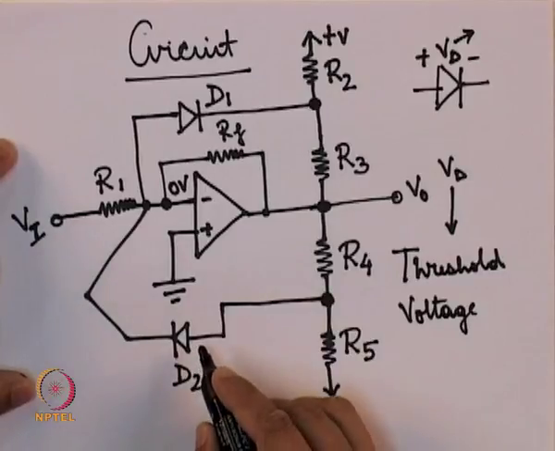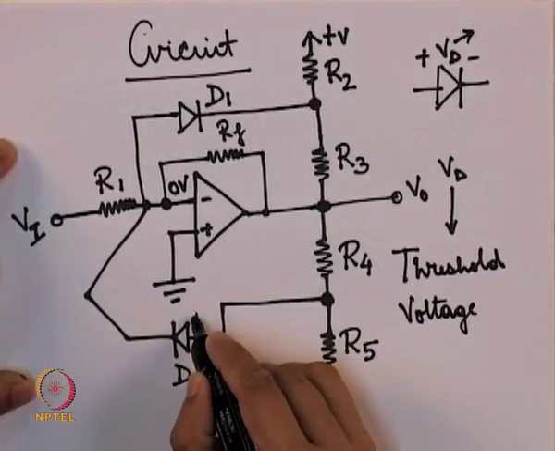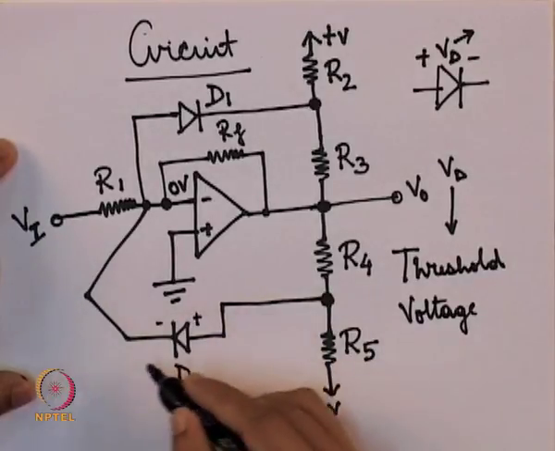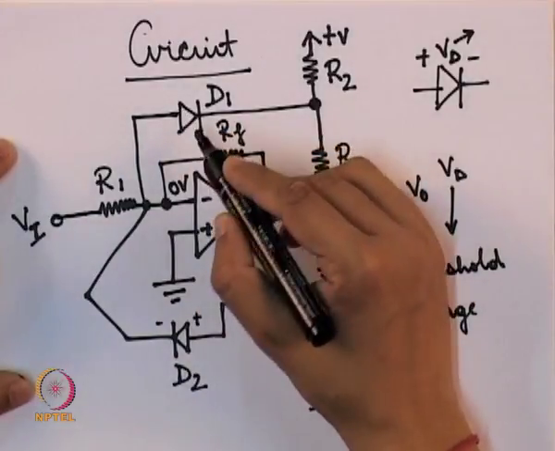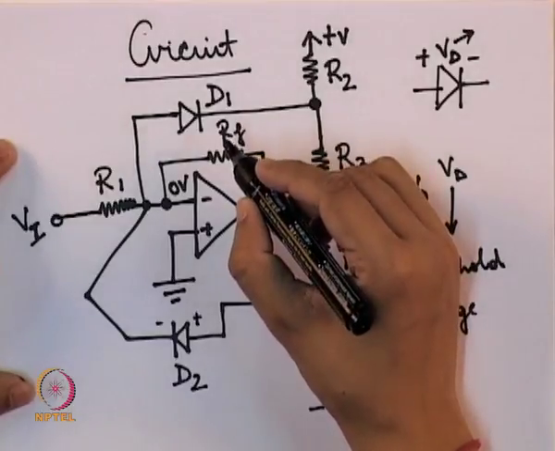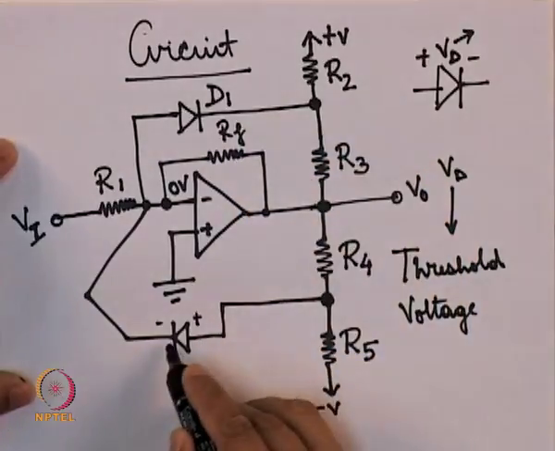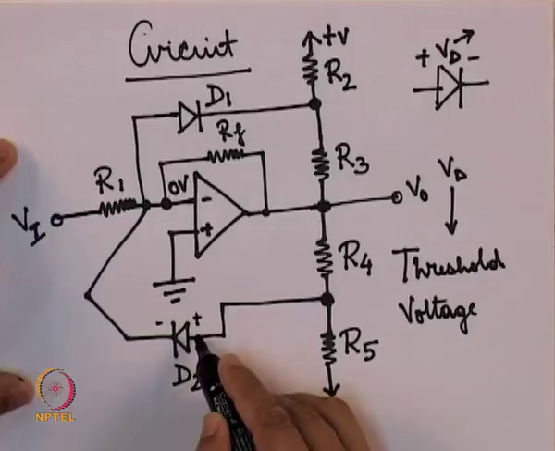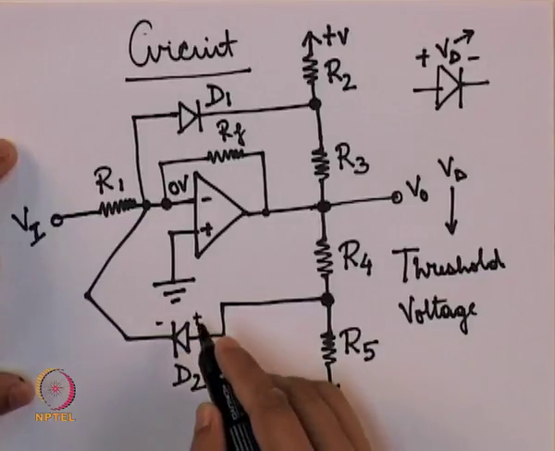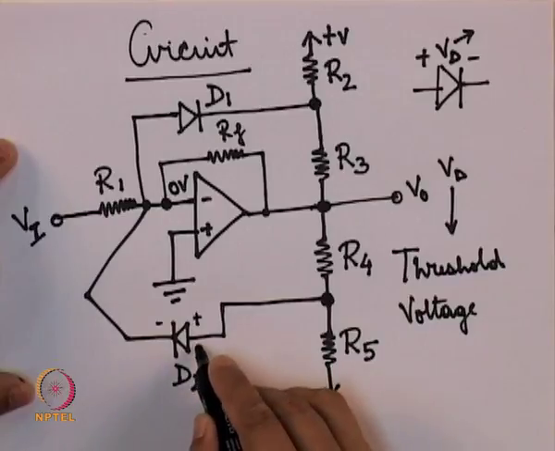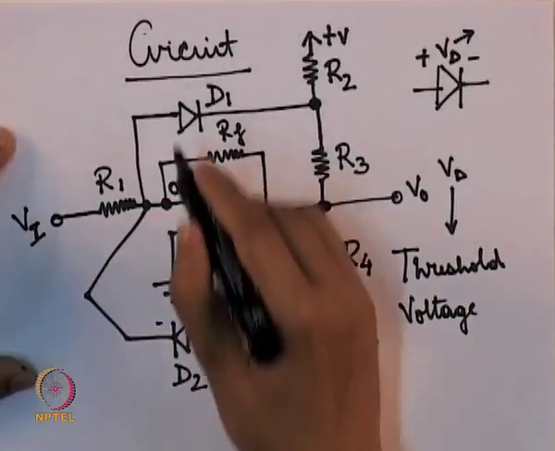Similarly, for this diode D2 also, in order to make it conduct, now this triangle points to the direction in which the diode allows current through it. So, in this diode, current will pass only from this terminal to this terminal, and also for this diode to conduct, minimum voltage Vd has to be applied.